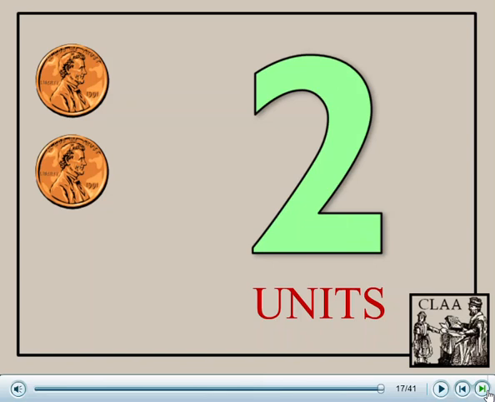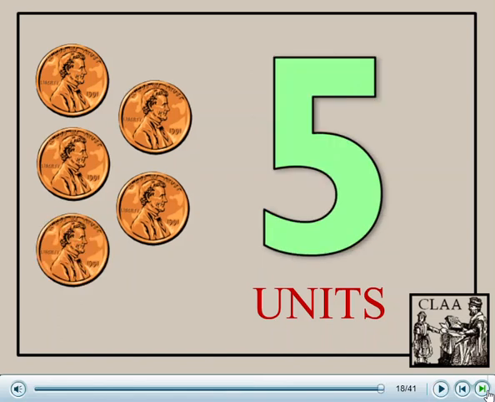On this screen, we see that there are 2 pennies. And so we write 2 units. On this screen, we see that there are 1, 2, 3, 4, 5 pennies. And we write 5 units.